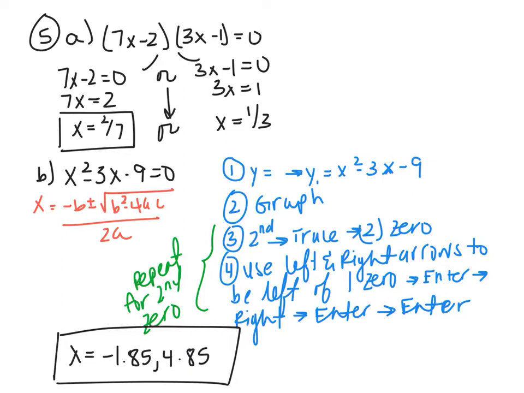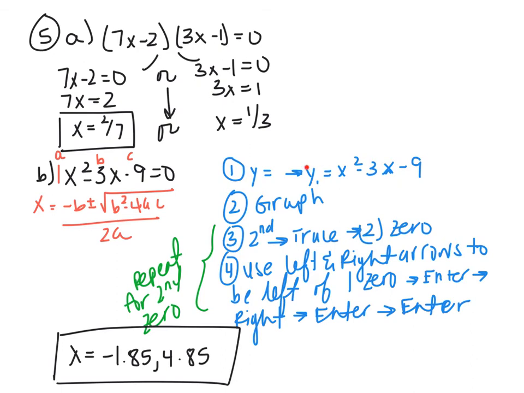Part B does not factor, so you have two options. One, you could use the quadratic formula, negative b plus or minus the square root of b squared minus 4ac, all over 2a, where 1 is a, negative 3 is b, and negative 9 is c. Or you could use the zero function on your graphing calculator.